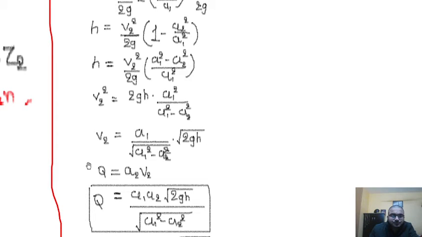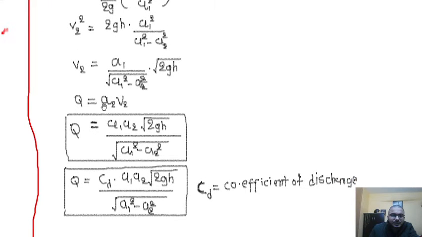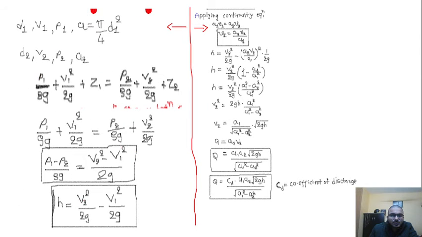Based on this value of V2 we can obtain the value of Q, that is equal to A2 V2. Finally, instead of V2 we put this whole equation, and we obtained the value of Q in terms of area and height. In reality, the equation that we obtained is based on the ideal Bernoulli's equation, and for real fluids there are some losses that should be considered. For that purpose we introduced this factor CD, known as the coefficient of discharge.